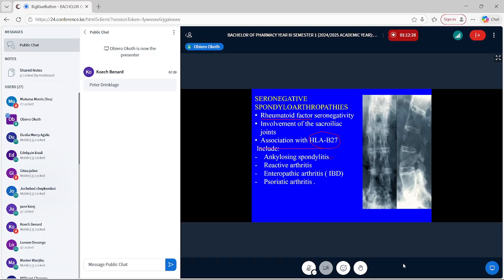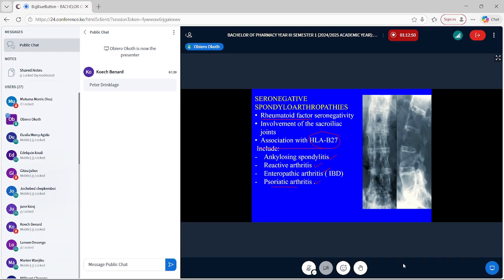This group includes ankylosing spondylitis, reactive arthritis, enteropathic arthritis, arthritis that's associated with the inflammatory bowel disease. And then you have psoriatic arthritis, and we are going to discuss psoriasis next week. This is a skin inflammatory disorder.